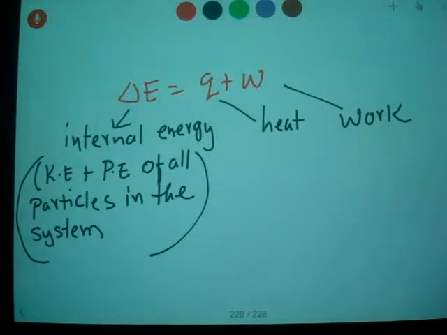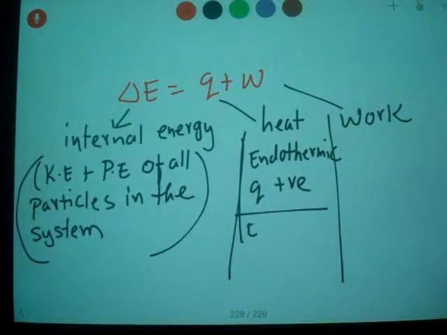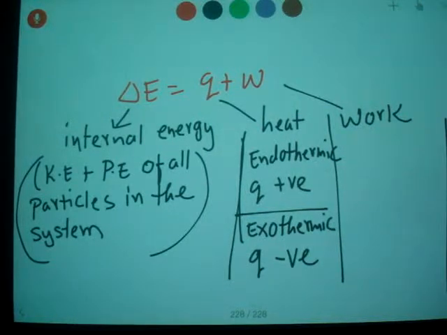Now, when we talk about heat, if it is endothermic, Q is positive. If it is exothermic, Q is negative, because heat is released. Now, whenever the system does work, the work sign is positive or negative.